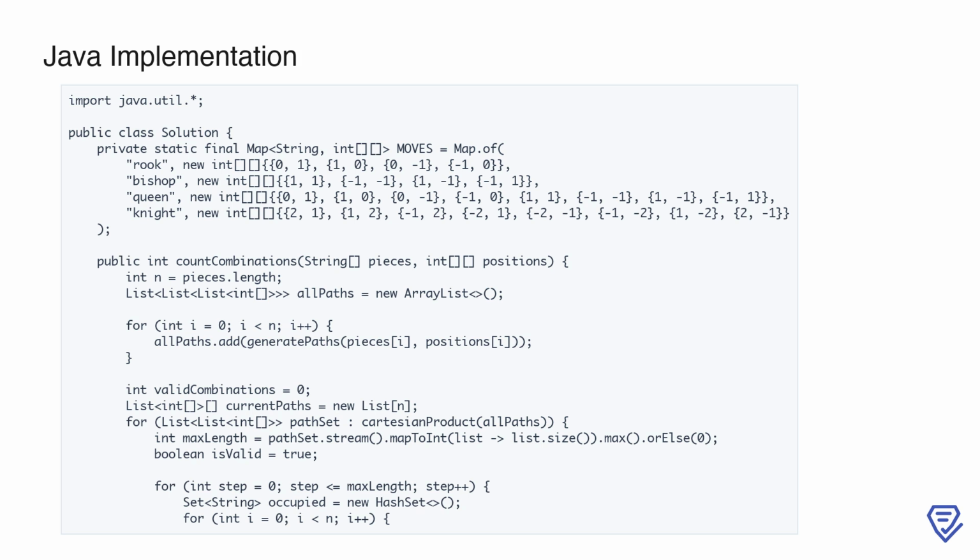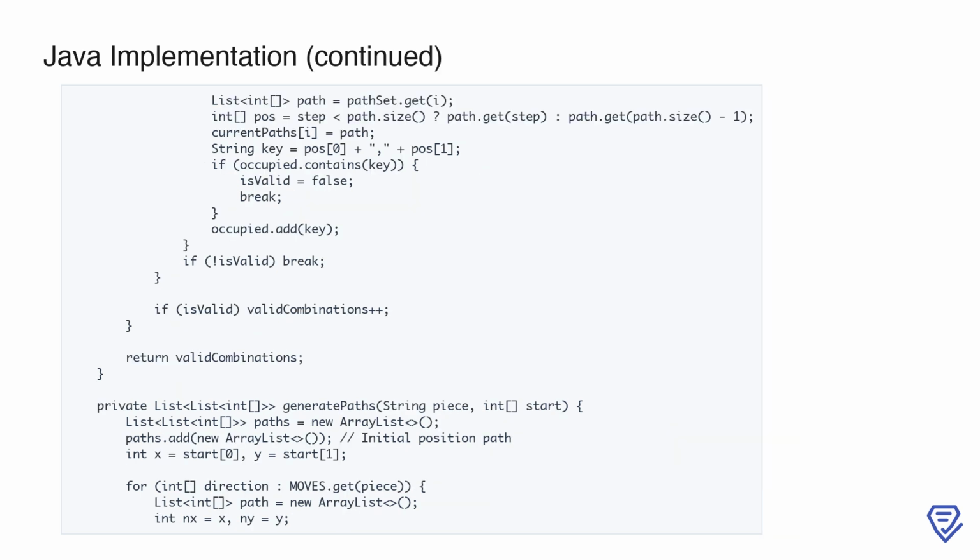First, we determine the number of pieces, then initialize a list called allPaths to store all possible movement paths for each piece. The generatePaths method is called for each piece, generating its potential moves based on its type and starting position. We also initialize a variable, validCombinations, to count the number of valid scenarios. The Cartesian product method is then called to generate all possible combinations of paths the pieces could take, which we will evaluate for validity in the subsequent steps.